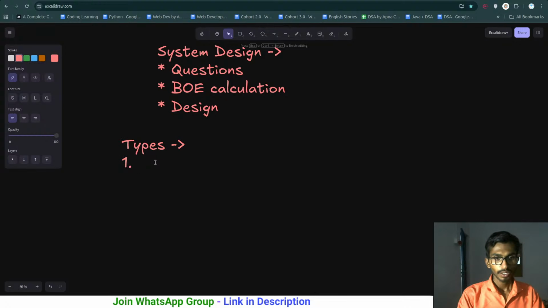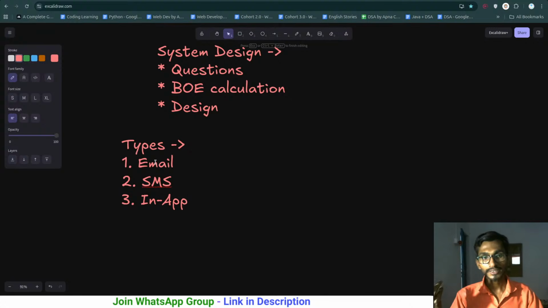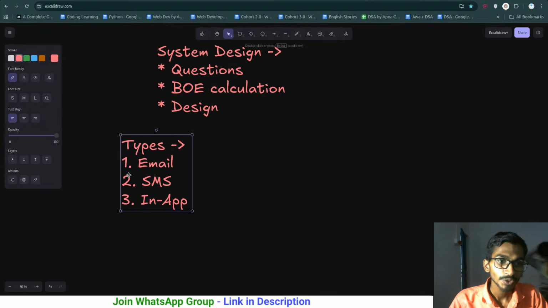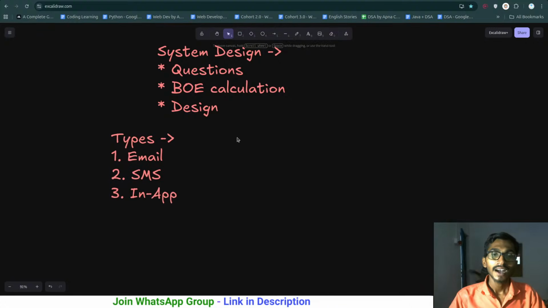First of all, types: there's going to be email, there's going to be SMS, and the third one is going to be in-app. So ultimately the app will be sending you the notifications and all. So this is how you are going to be going ahead with the things.